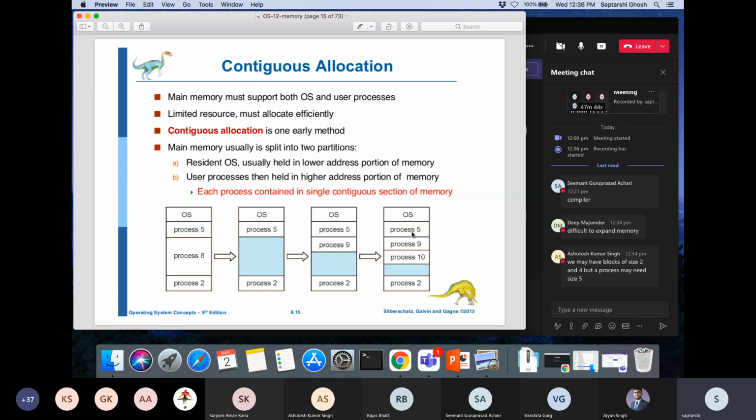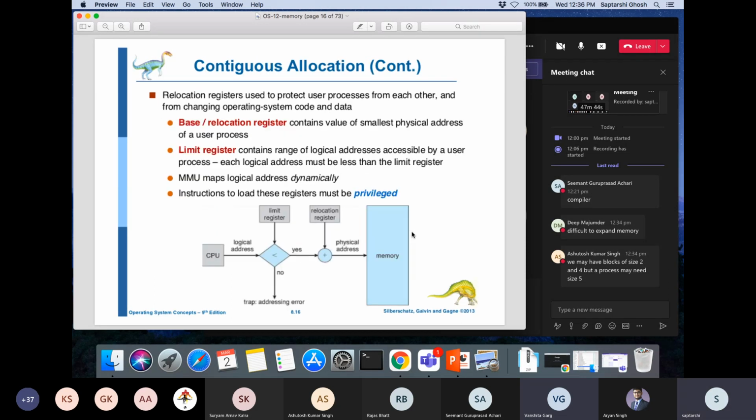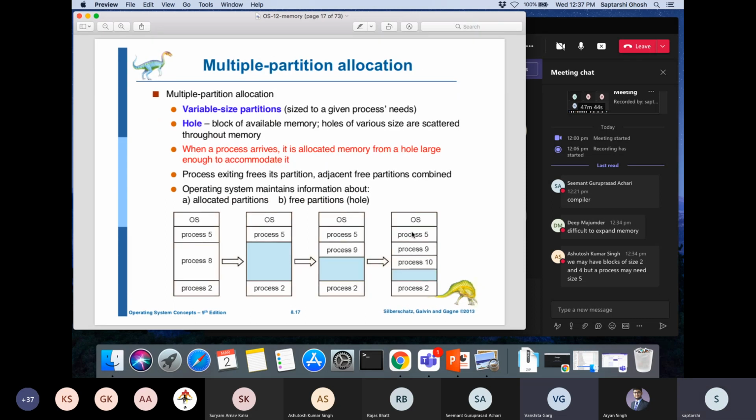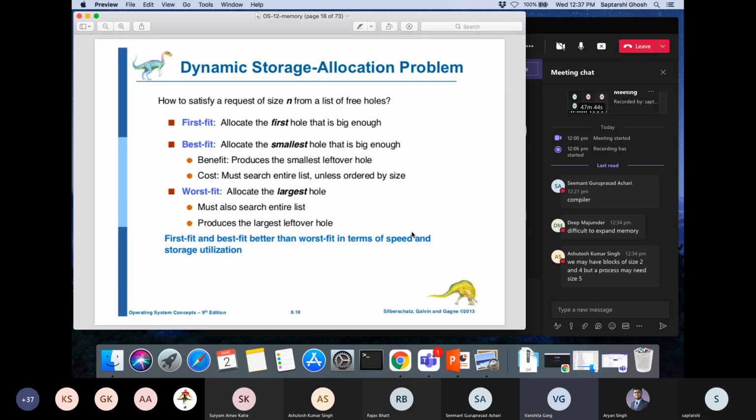So this is a simple procedure where you are allocating every process a contiguous chunk, but it has problems. First, it may lead to wastage of memory, because there is enough memory to fit a process but you are not able to do that. Second, it's very difficult to expand memory. So, good answers.